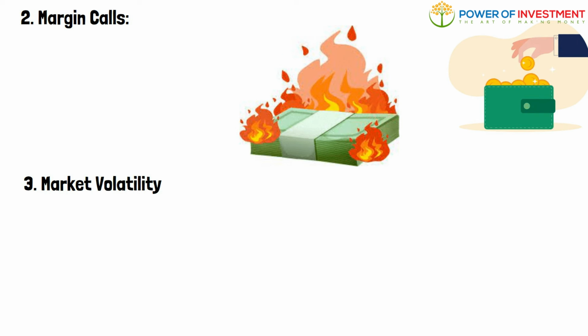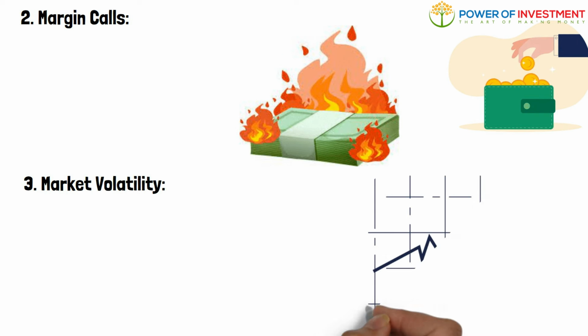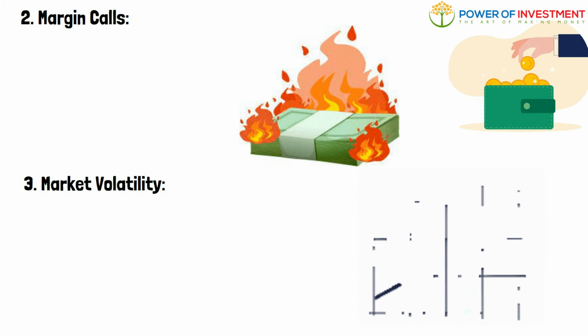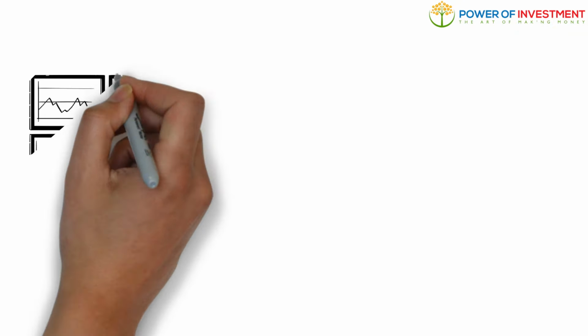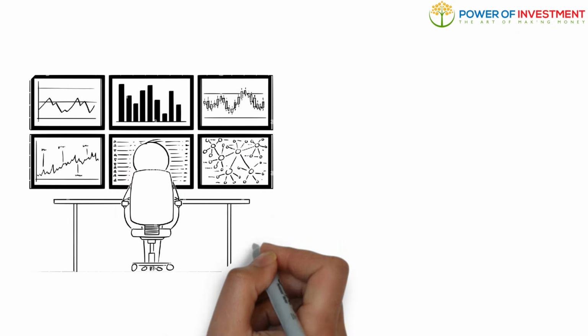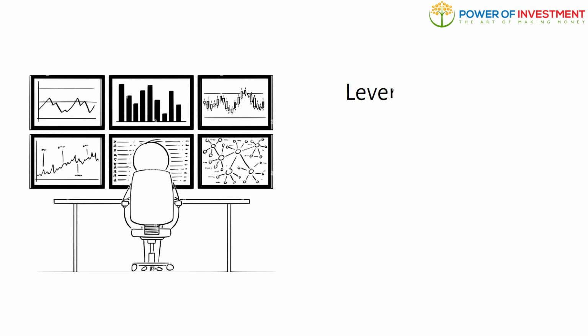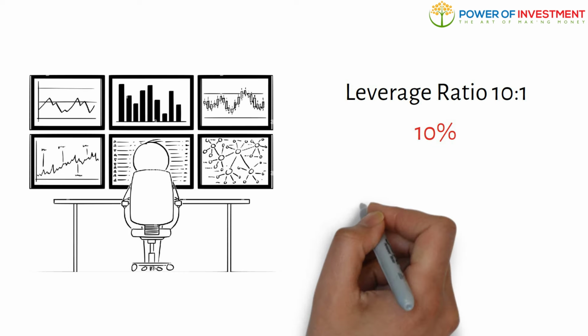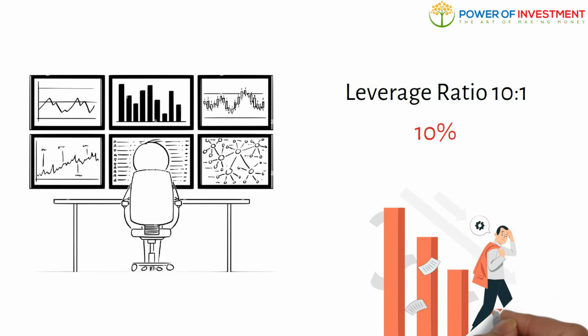3. Market volatility. Futures markets can be highly volatile, and sudden price movements can lead to large losses. It's essential to monitor your positions closely and be prepared for market fluctuations. For example, if you're trading a futures contract with a leverage ratio of 10:1 and the market moves against you by 10%, your entire initial margin can be wiped out. If you're unable to meet a margin call, your broker may liquidate your position, resulting in further losses.